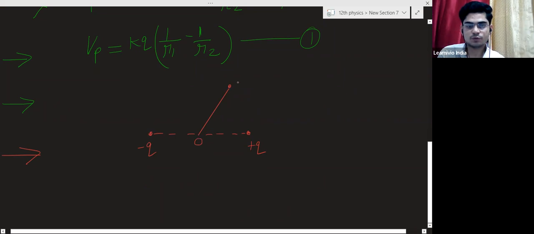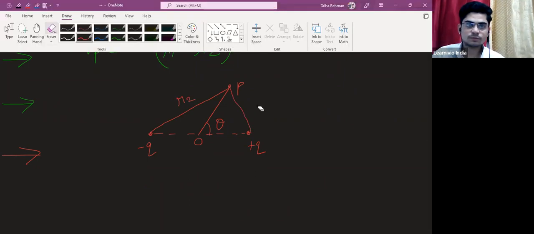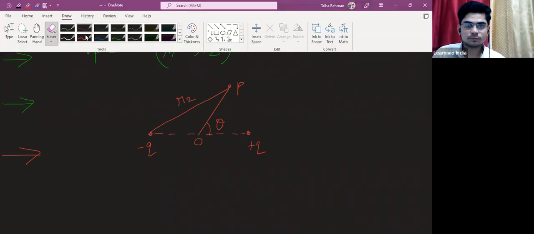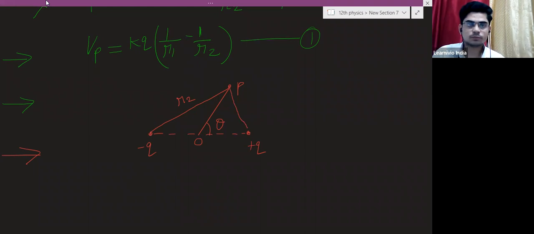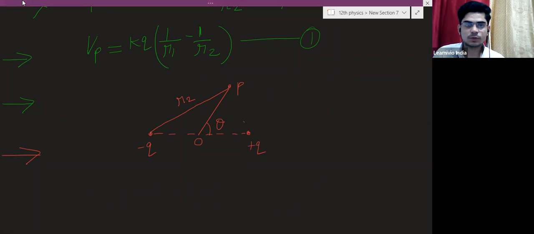This is point O, and this is point P. Okay, and this makes an angle theta. So this was R2, and this was R1. Okay, this is R1.